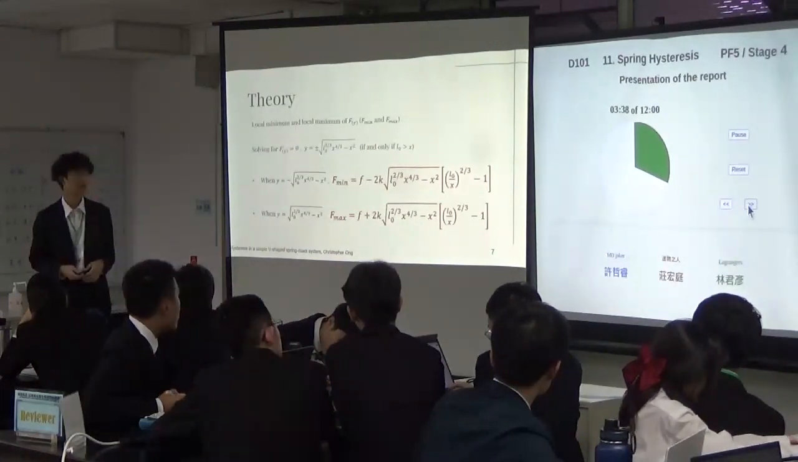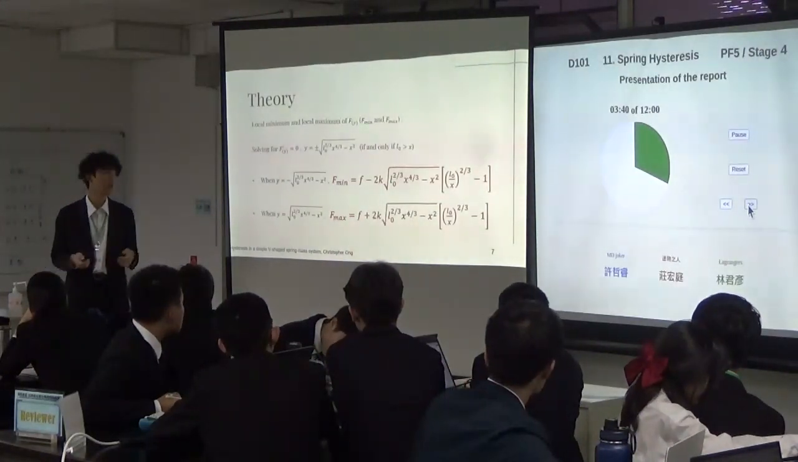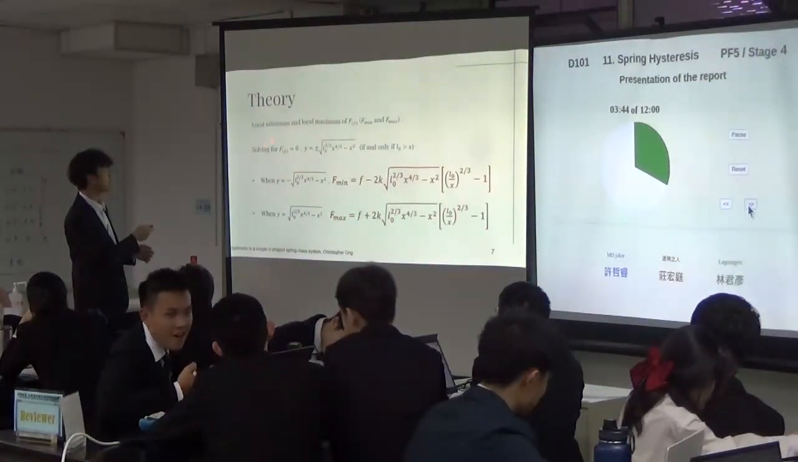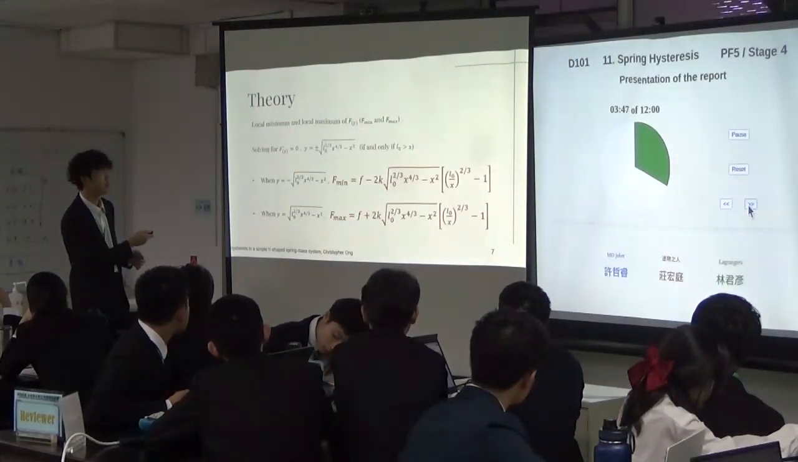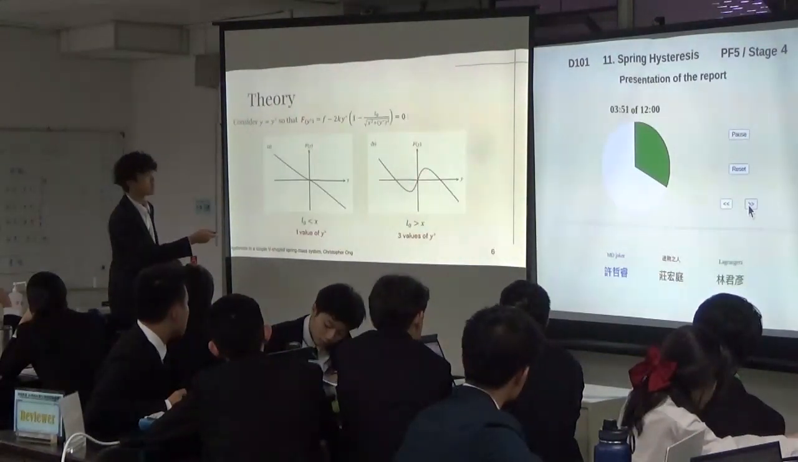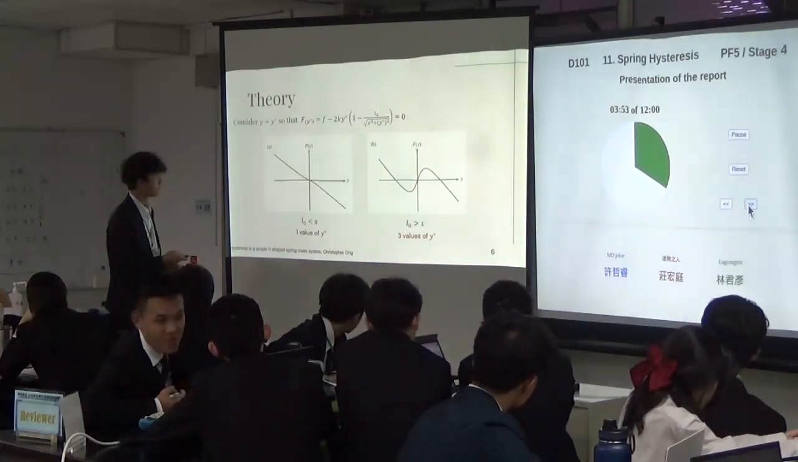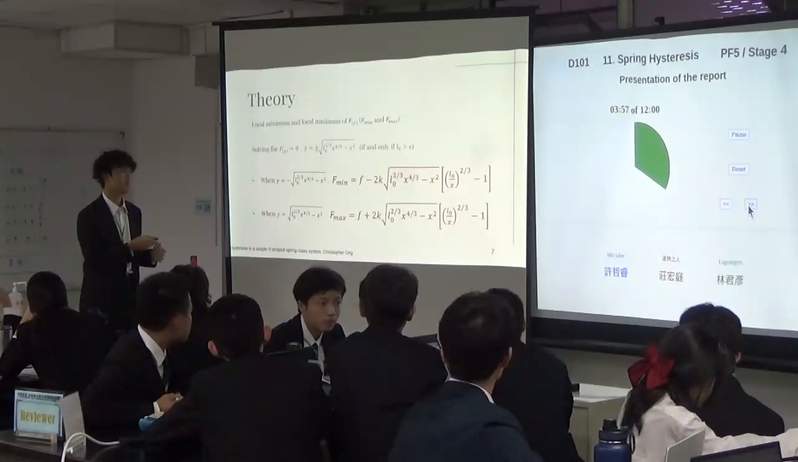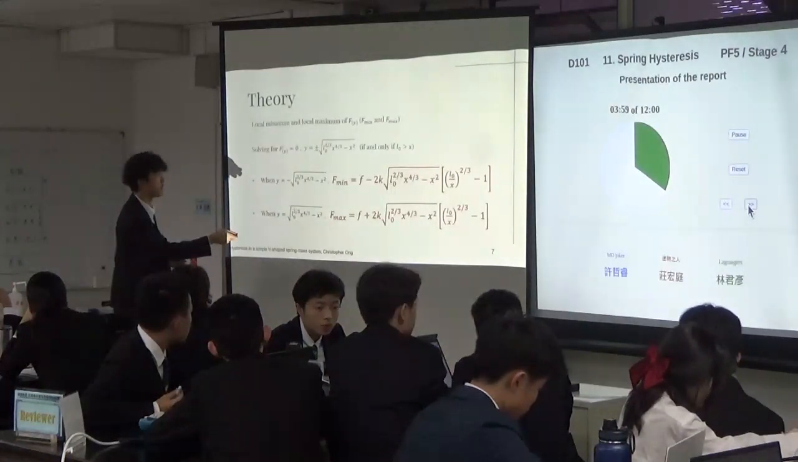After we know that the hysteresis phenomenon only happens when the natural length is bigger than x, we can try to calculate the local minimum and local maximum of the function of y, which is this part and this part. And this is how we calculate the local minimum and local maximum over here.